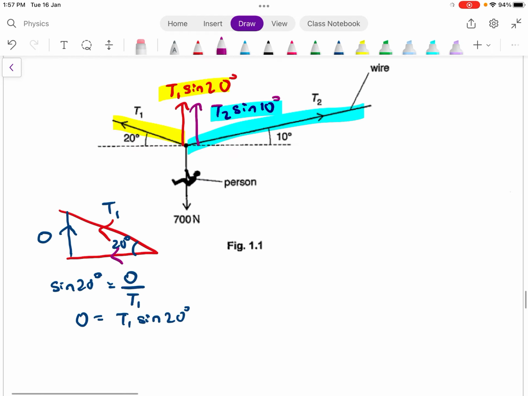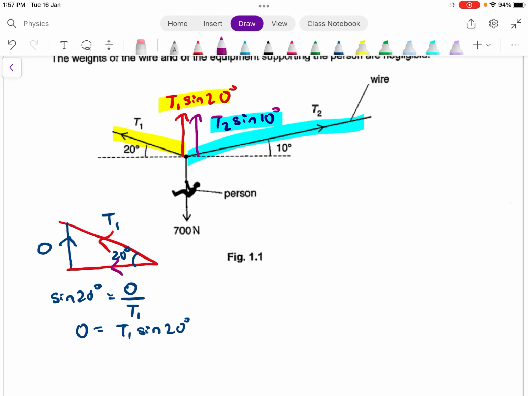What about the second equation? Second equation, horizontal. We look at the horizontal. Apparently there's no horizontal resultant force. So if you look at T1, there's a horizontal force in this direction, left-hand side. Then T2 has a horizontal force in the right-hand side. So this and this must cancel out each other.